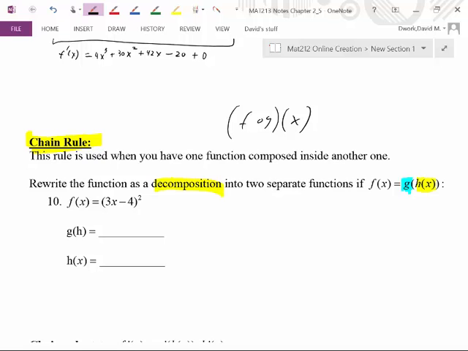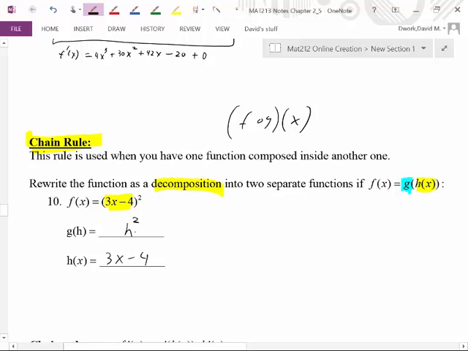Here's how I see it. I see stuff on the inside, so we think of that as our inside function. And we said our inside function is called h of x. So our inside function might be 3x minus 4. And then we're taking that entire function and doing something with it. We're squaring it. So that outside function might be just h squared.